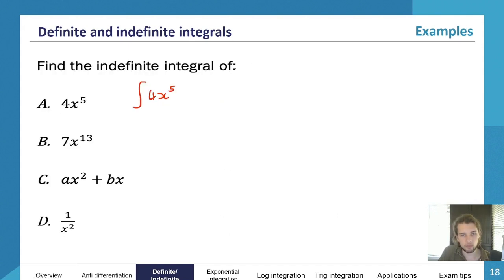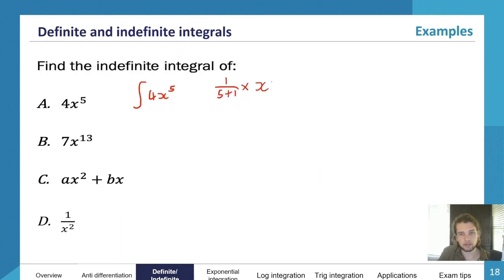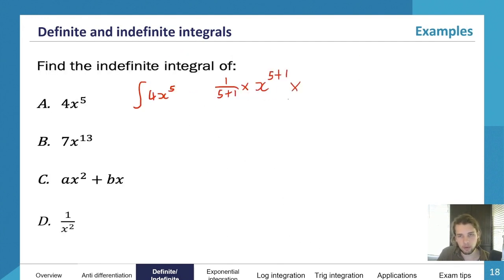So we have 1 over n, which in this scenario is 5, so 5 plus 1, multiplied by x to the power of 5 plus 1, plus c. So in this scenario, we actually have to multiply this by 4 as well. I do make that mistake a little bit.